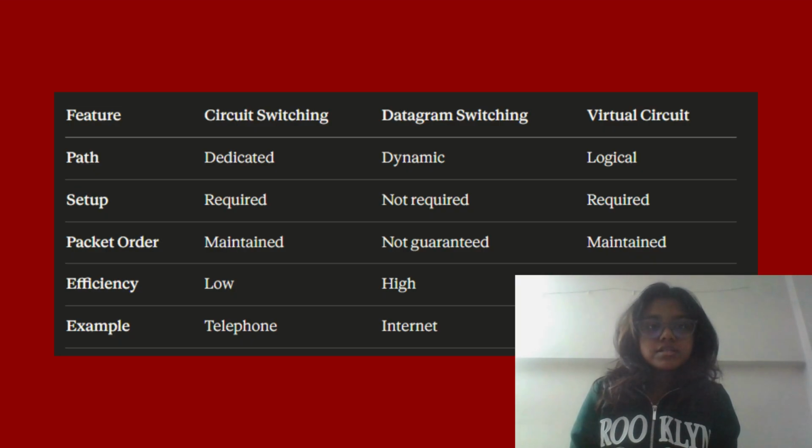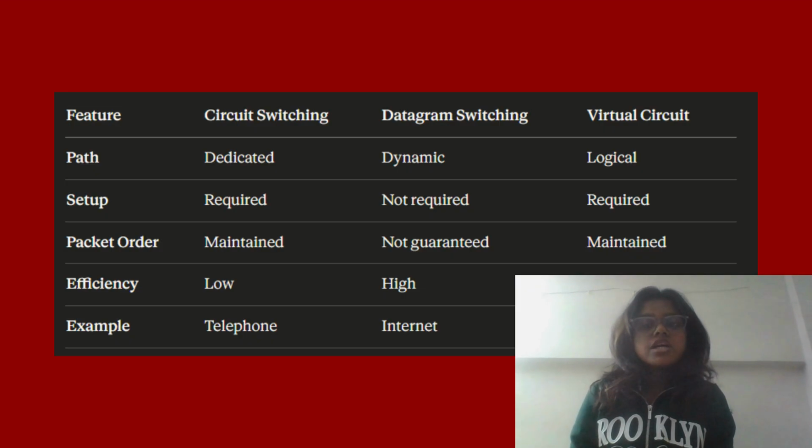The final phase is the termination phase, where the communication ends and the reserved resources are released back to the network for use by other connections. Circuit switching was primarily designed for voice communication where continuous and uninterrupted transmission is essential. Traditional telephone networks are classic examples of circuit switched networks.